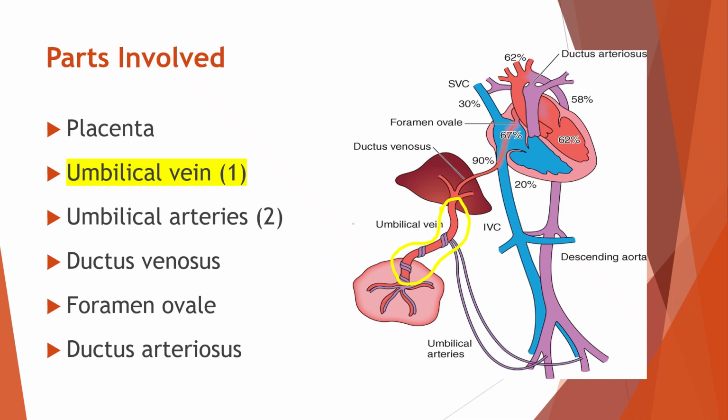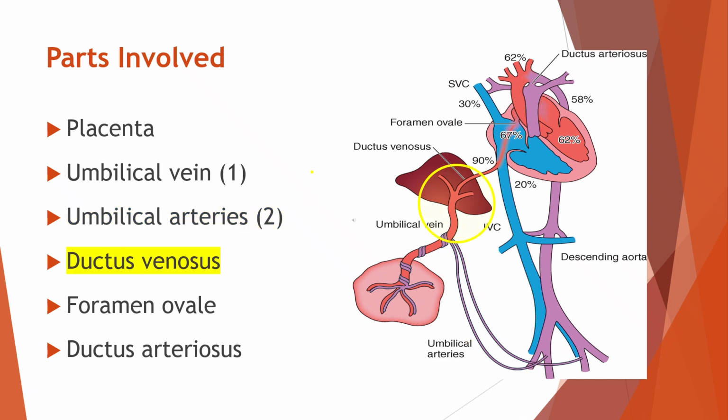Next is the umbilical vein. There is only one umbilical vein. Its job is to carry oxygen-rich blood from the placenta to the baby. Remember this important point. One umbilical vein carries oxygenated blood. Now let's talk about the umbilical arteries. There are 2 umbilical arteries. They carry oxygen-poor blood and waste products from the baby back to the placenta. So, remember this as 2 arteries carrying deoxygenated blood.